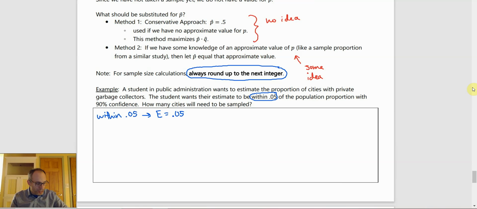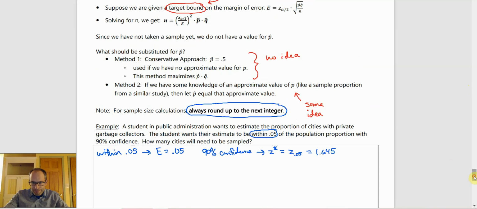And then with 90% confidence will give us our critical value. So that will mean that our Z star, or if you want to use the notation of the book, it would be Z with a subscripted 0.05, because it would be the leftover, which is 0.1 divided by 2. Either way, that's 1.645, so we need that piece. And then how many cities are going to have to be sampled? Okay, and if we look at our formula, I think I need to scroll up slightly to get it on the screen. There it is.